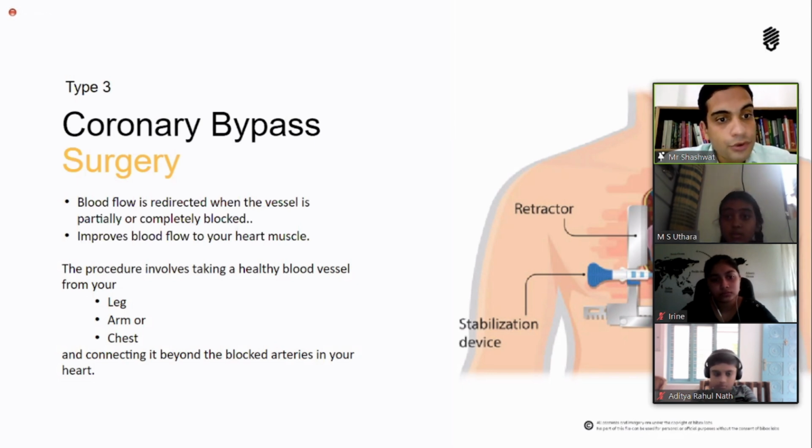So it improves blood flow to your heart muscle. The procedure involves taking out a healthy blood vessel from either your arm, your leg, or chest, and connecting it beyond the blocked arteries in your heart. I hope it's clear to everyone. Yes, sir. Okay, fine.